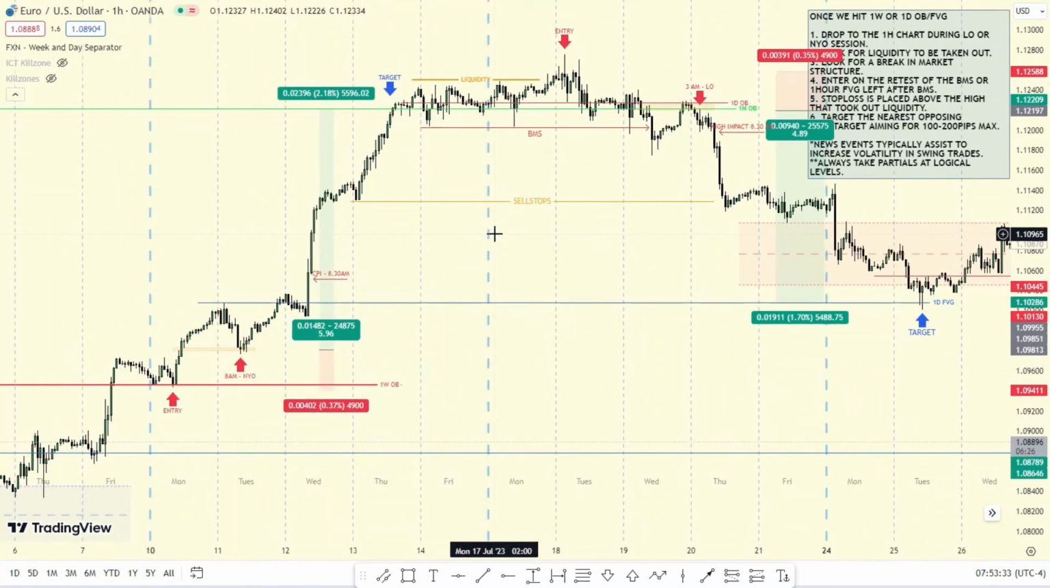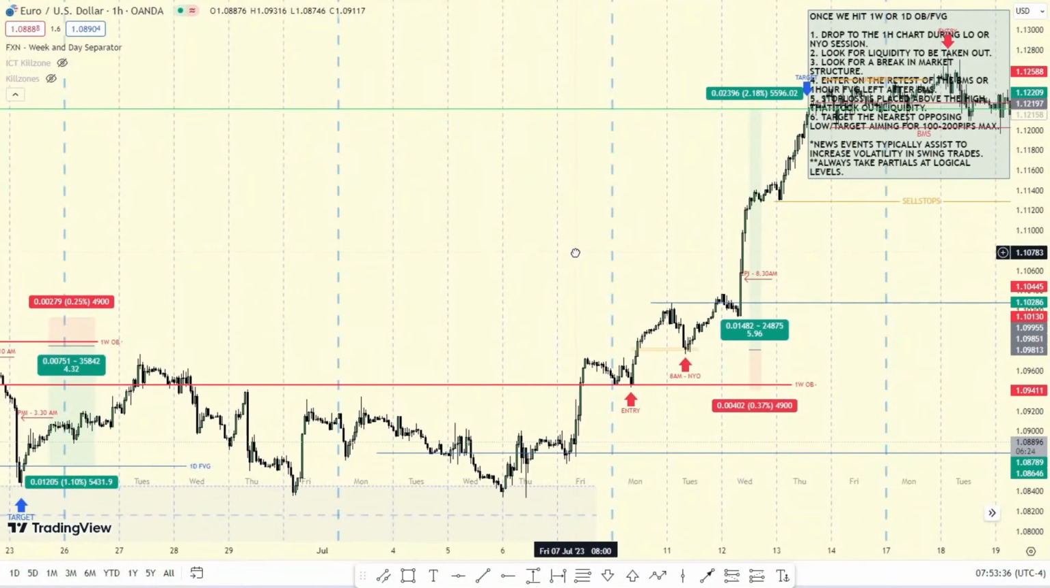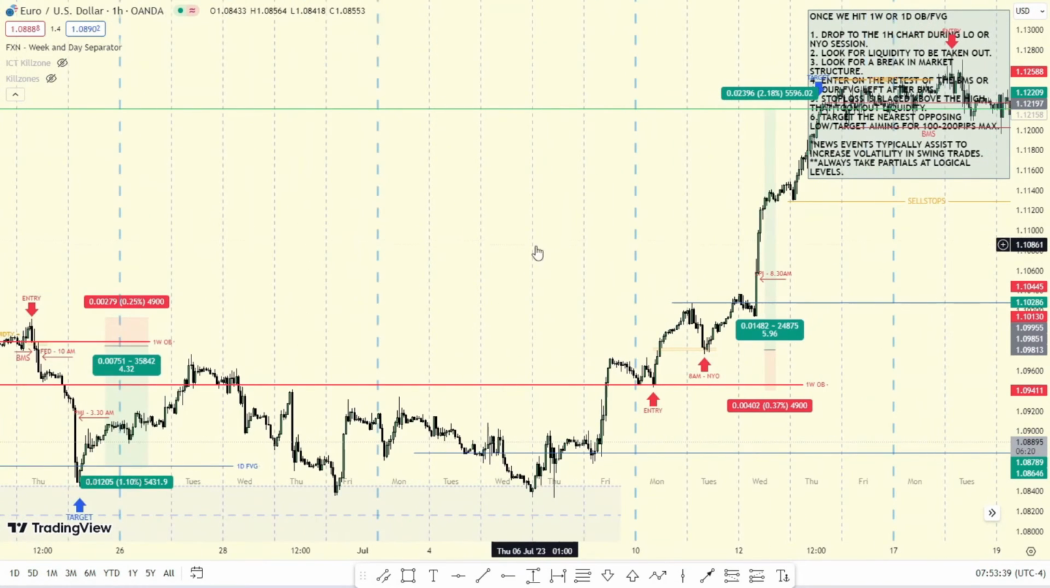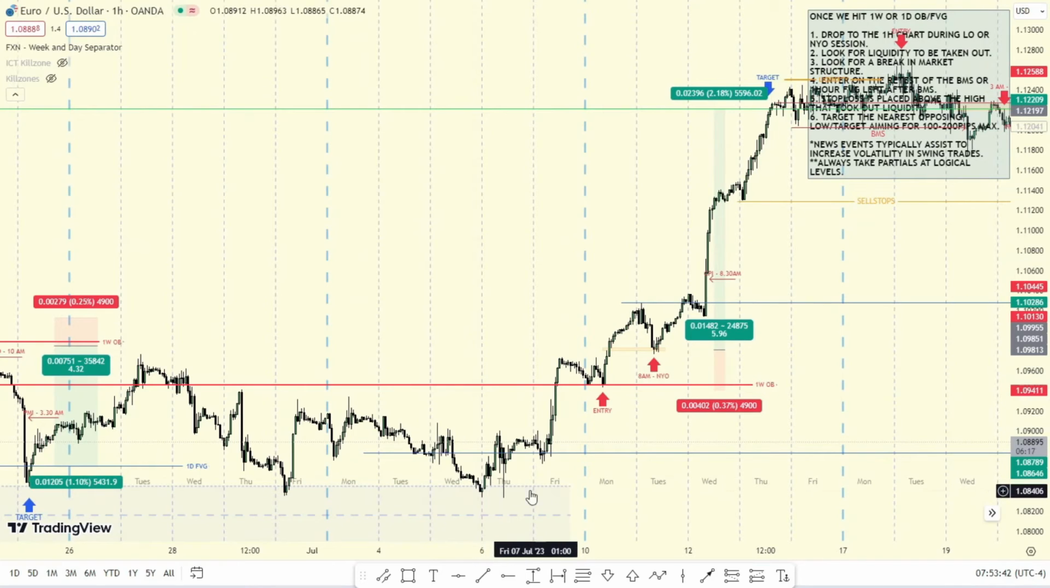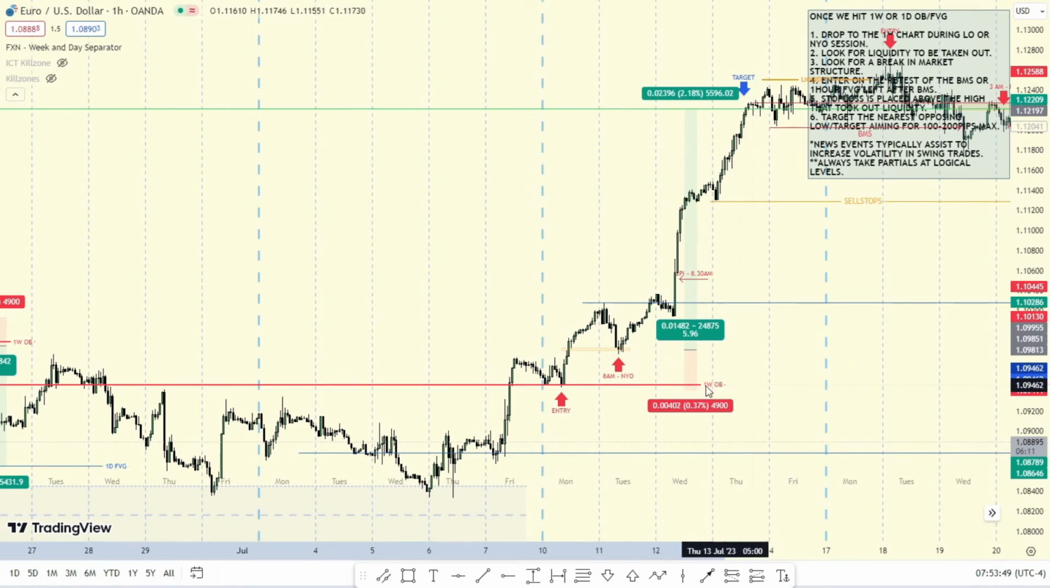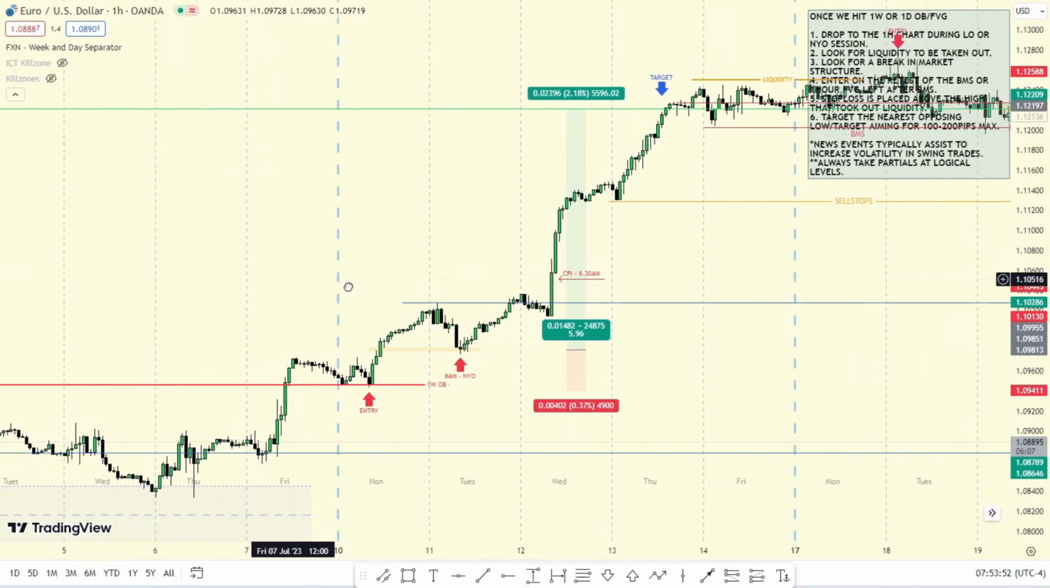So let's look at the next example. This is a bullish example. In this bullish example, if you go back, the market had come off that weekly imbalance and it rallied away from that weekly imbalance, creating an order block on the weekly chart. So that's the order block we are actually using for our trade setup.